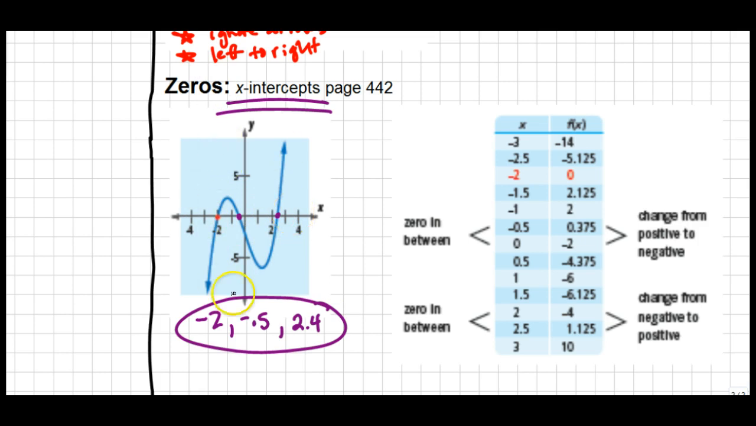Now pretend that the graph isn't there. Pretend we didn't know what the shape of the graph was. You also need to be able to identify zeros from a table alone. So the first one, hopefully that's standing out already because it's red. Whenever the y value is 0, that means this coordinate is sitting on the x-axis. So this is a 0 for sure.